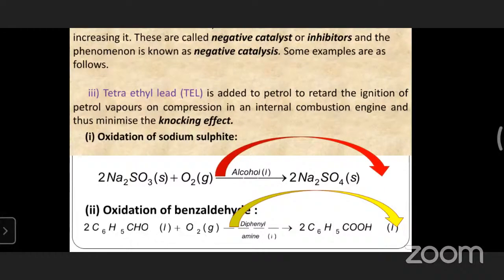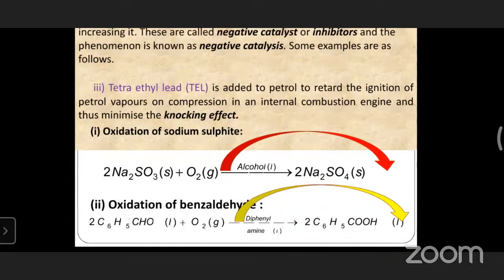For example, sodium sulfite undergoing oxidation in the presence of an alcohol: the alcohol is going to retard the rate of the reaction. Similarly, in the oxidation of benzaldehyde, because of diphenylamine, the rate of reaction is retarded, and we are going to get benzoic acid. 2 moles of benzoic acid we are going to get here.